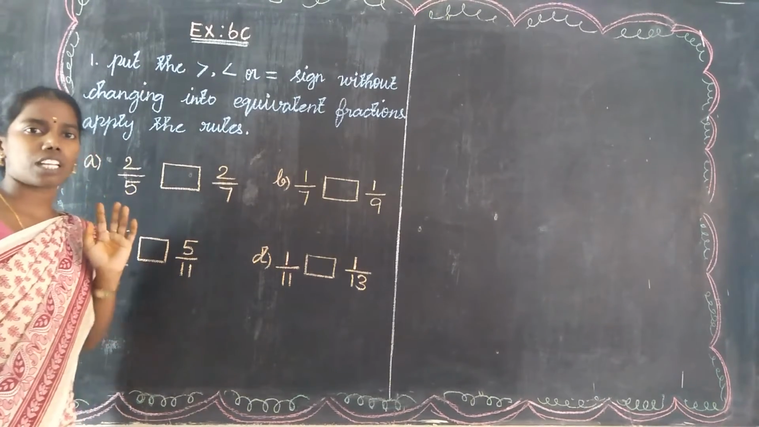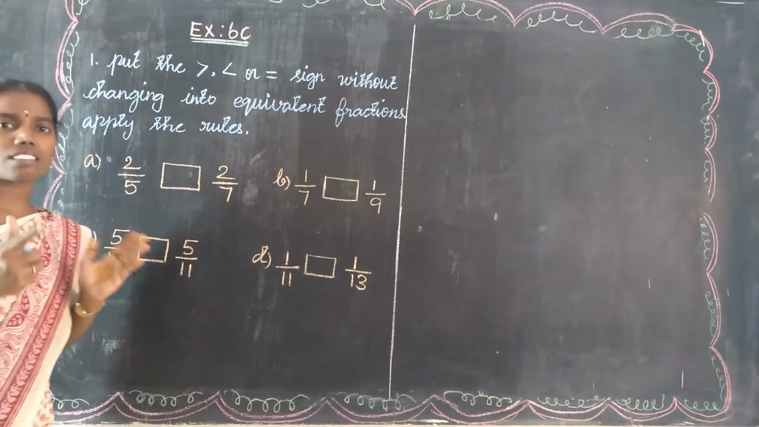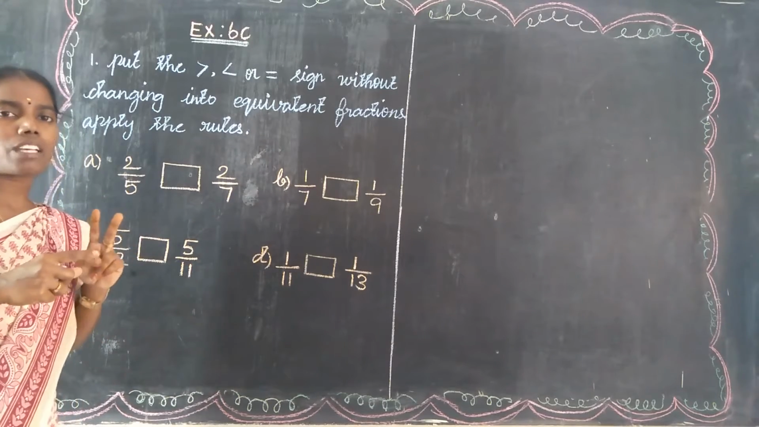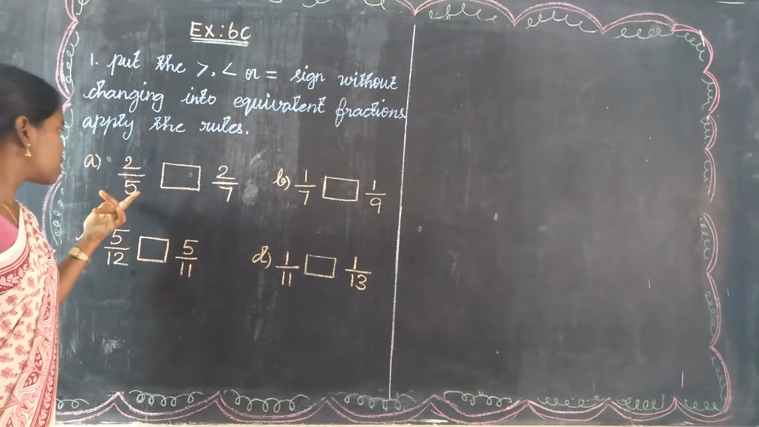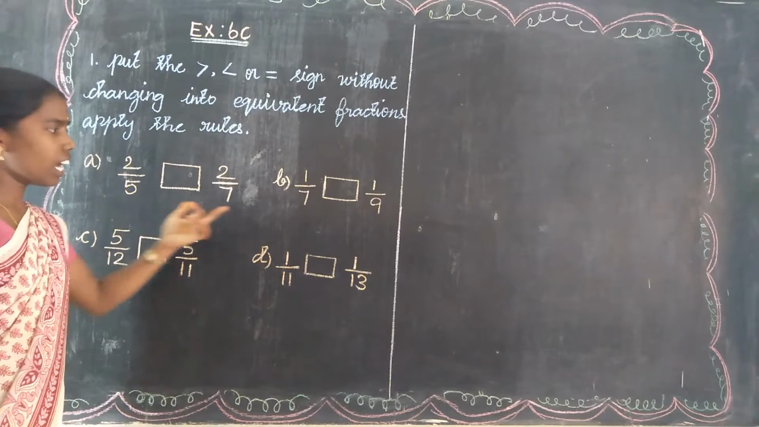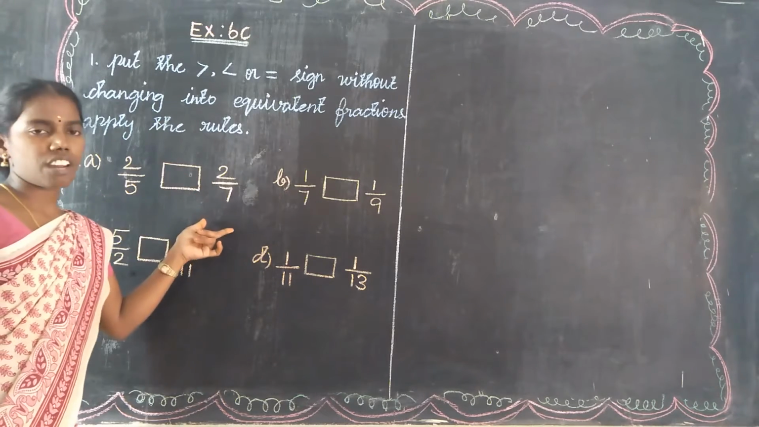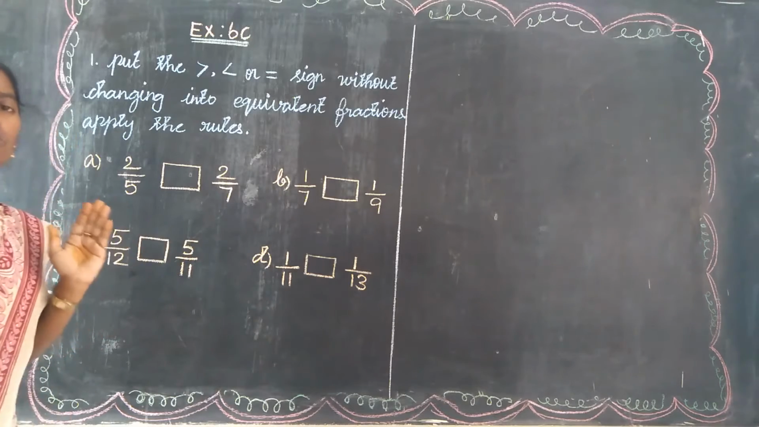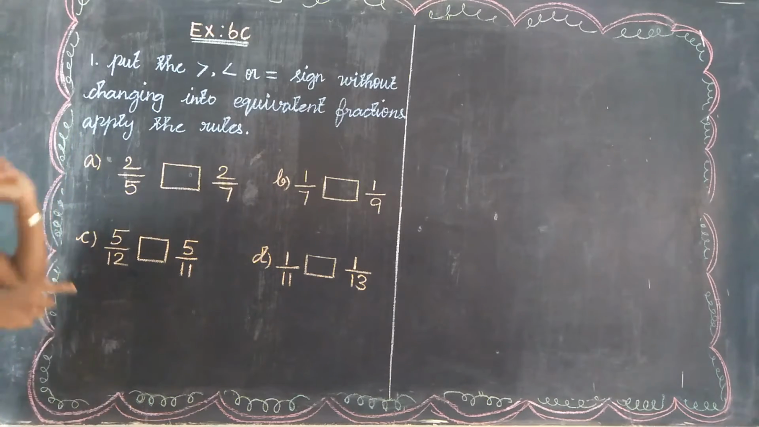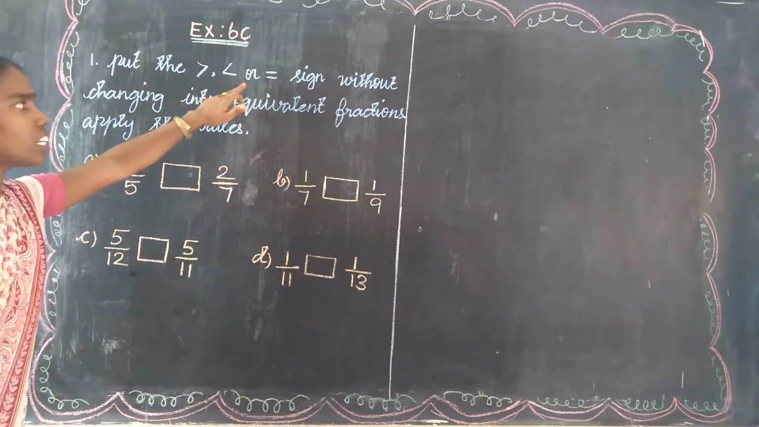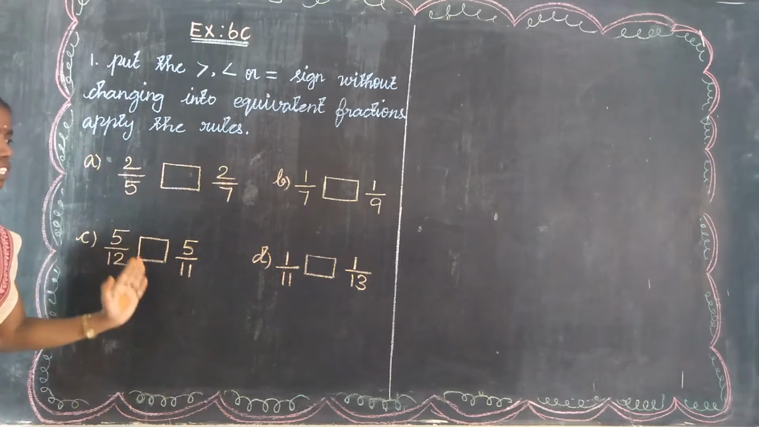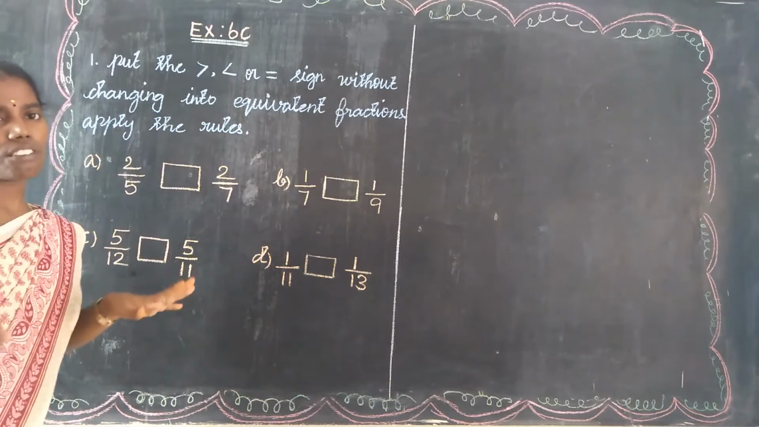See, pairs of numbers are given, so we can compare two numbers. First is A, B, C, D. First fraction is 2 by 5 and second fraction is 2 by 7. In these two fractions, compare using the symbols greater than, less than or equal, and fill in the box.